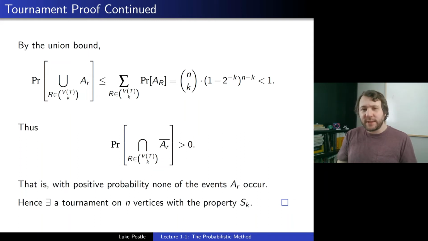So again, we picked a probability space, here random tournaments. We set up events. We showed that with some positive probability, none of those bad events occurred. This gives us the desired object. So another good example of the probabilistic method, another classical one.